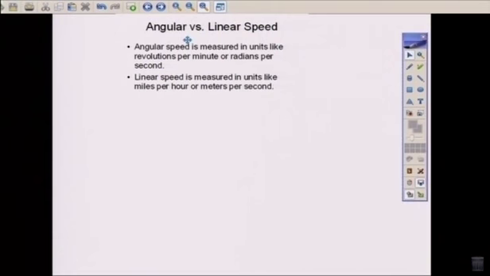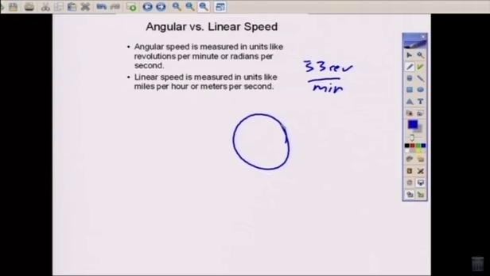If you think about a record, or in your case, a CD. It used to be we would teach this with record players, but now we no longer talk about that. Let's say we're talking about a CD or a DVD, a disc that's turning. We can define how fast that's turning in revolutions per minute. So an old record might be at 33 revolutions per minute. That means that disc is making 33 complete revolutions in the span of 1 minute.